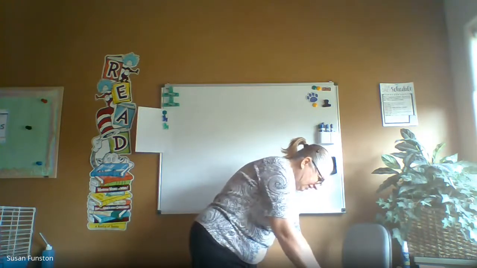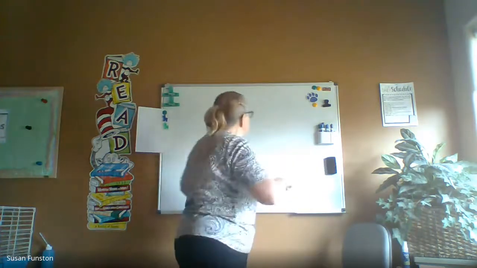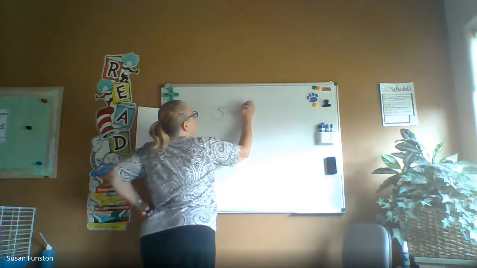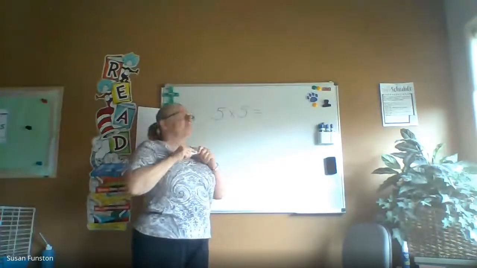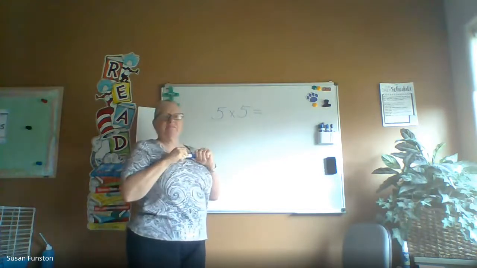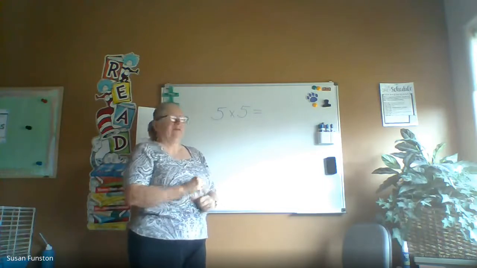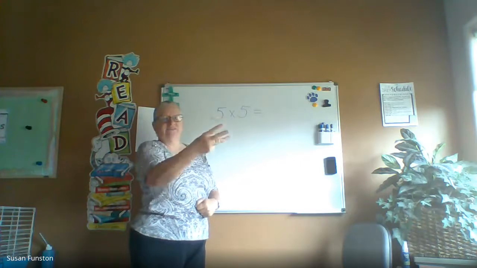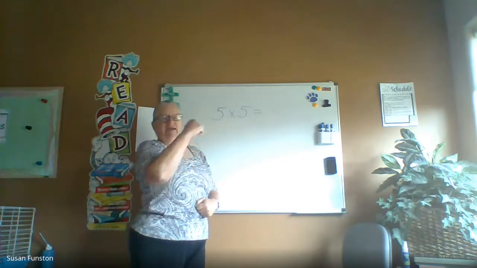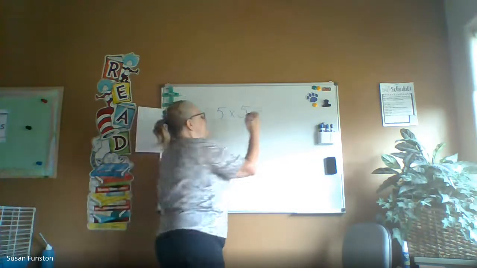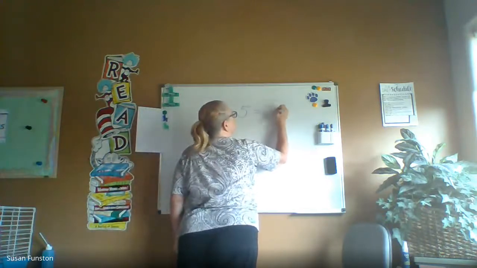Let's look at a few multiplication problems. So 5 times 5. I can use skip counting to solve this problem. What am I going to count by? That's right, I'm going to count by 5s, and I'm going to do it 5 times. So let's keep track. Ready? 5, 10, 15, 20, 25. Okay, I counted 5 times, and I got to 25. So my answer is 25.